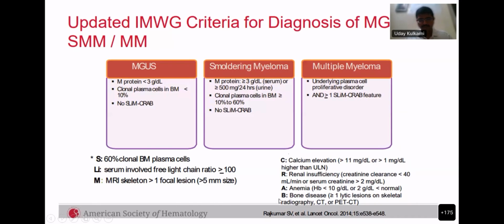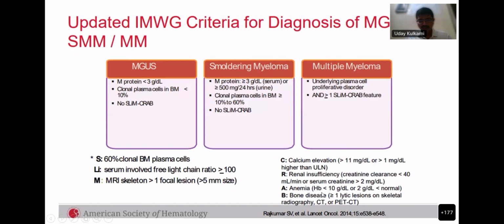There is an acronym CRAP for this. C is calcium elevation or hypercalcemia above 11 milligram per deciliter, or 1 milligram per deciliter higher than the upper limit of normal. We generally use a correction for the albumin, so the calcium levels have to be corrected. If there is hypoalbuminemia, the corrected calcium is much higher. R stands for renal insufficiency, wherein there is creatinine clearance of less than 40 or serum creatinine of more than 2 milligram per deciliter.